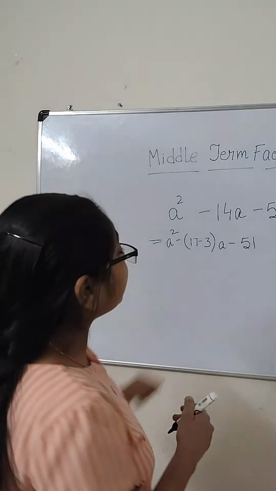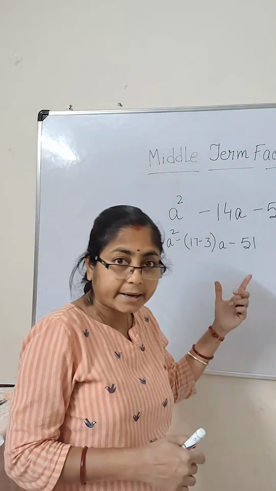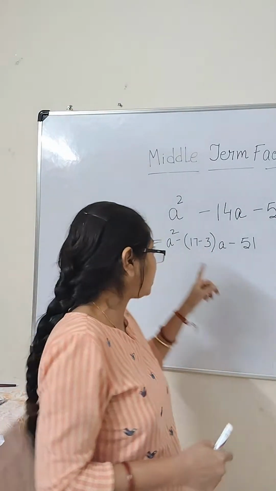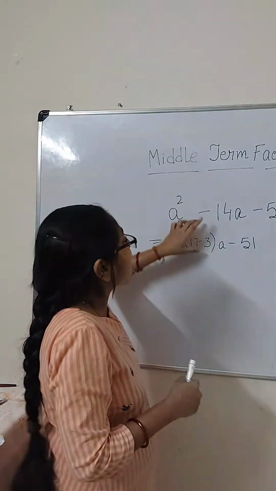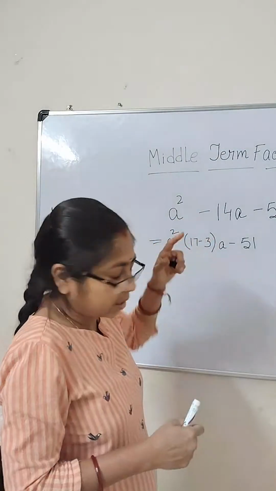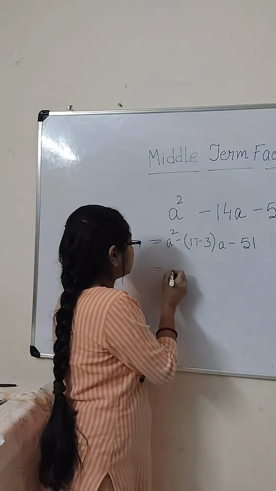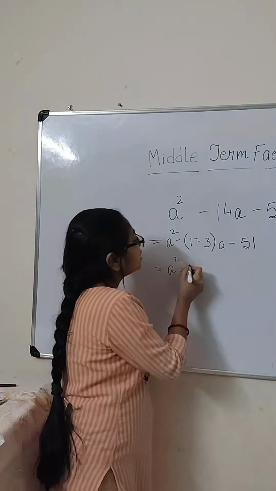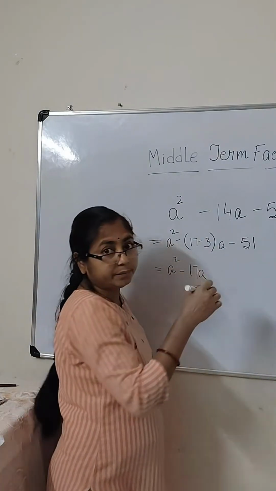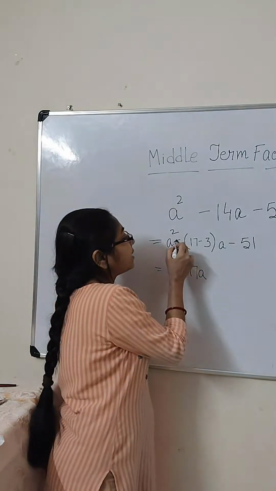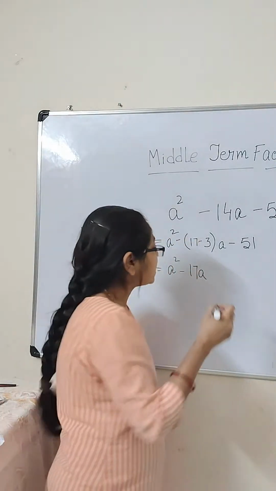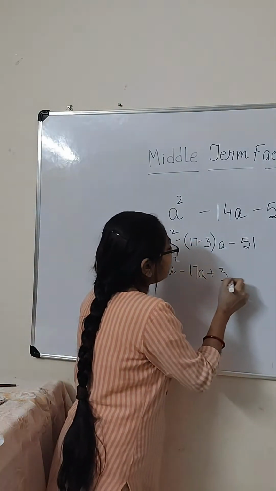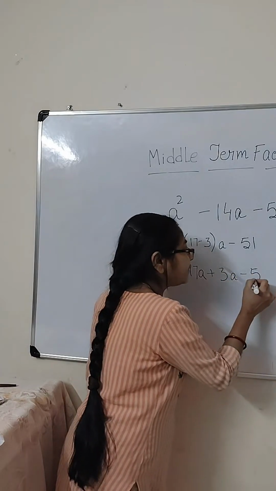What I am doing, I remove the bracket and multiply A with all the numbers inside the brackets. So it is A square minus 17A. And you know now, when there is minus and minus, it means plus. So plus 3A and minus 51.